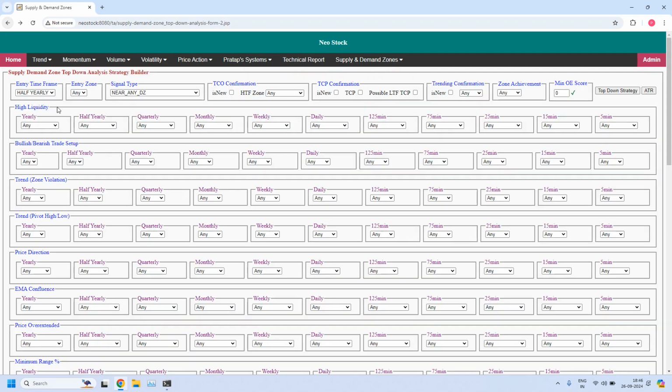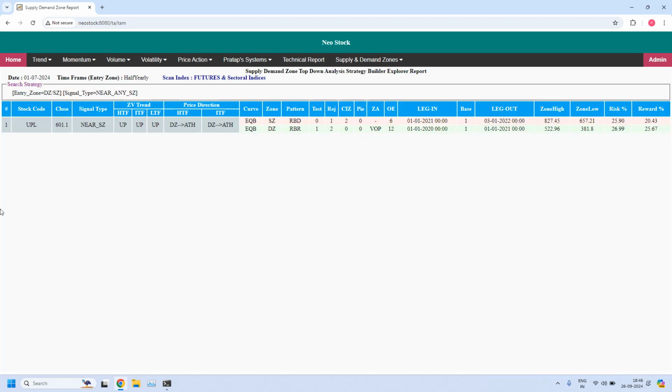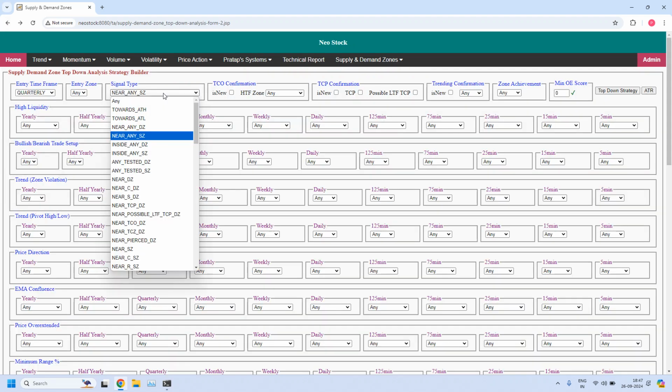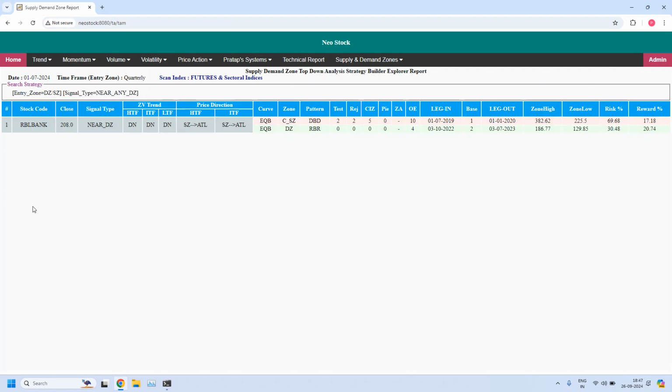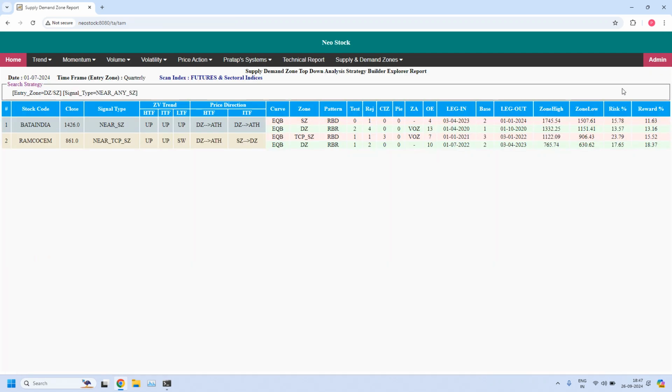In the next report for the half yearly time frame, let us find the stocks near the half yearly supply zone. One stock is filtered near to the half yearly supply zone. The next time frame is quarterly. Let us find the stocks near the quarterly demand zone. One stock is filtered near to the quarterly demand zone. Next, for the quarterly time frame, let us find the stocks near the quarterly supply zone. Two stocks are filtered near to the quarterly supply zone.